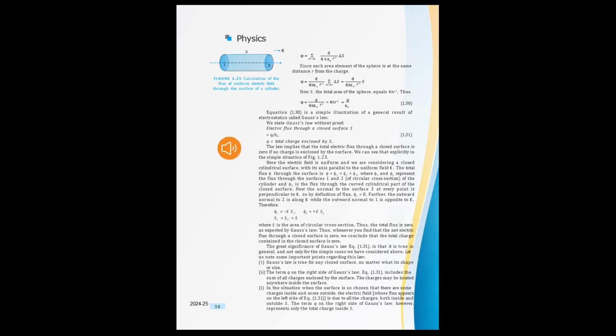Further, the outward normal to surface 2 is along E, while the outward normal to surface 1 is opposite to E. Therefore, phi 1 equal to minus E S1, phi 2 equal to plus E S2, and S1 will be equal to S2 equal to S, where S is the area of circular cross-section. Thus, the total flux is 0 as expected by Gauss law. Whenever you find that the net electric flux through a closed surface is 0, we conclude that the total charge contained in the closed surface is 0.